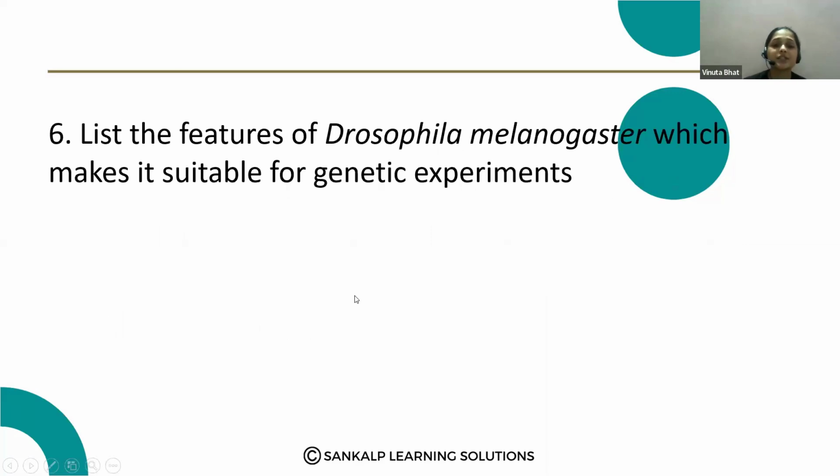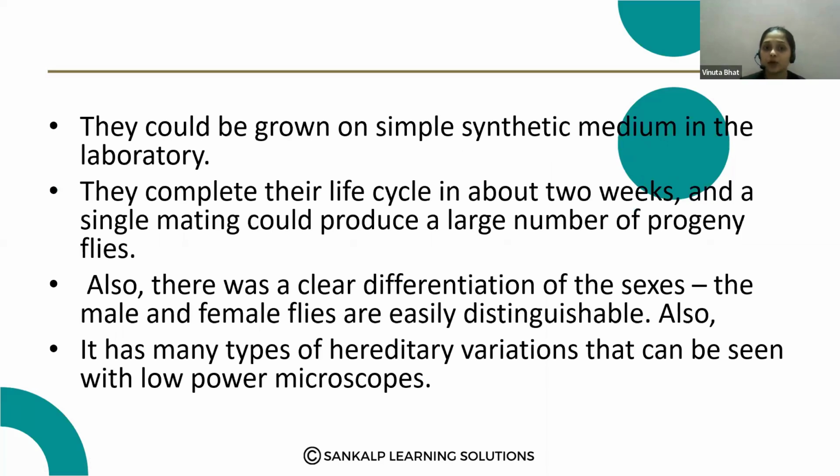Next question. List the features of Drosophila melanogaster which make it suitable for genetic experiments. So this Drosophila melanogaster that is used for genetic experiments, what are its characters? Why is Drosophila melanogaster selected? Because they can be grown on a simple synthetic medium in the laboratory. They complete their life cycle in about 2 weeks. So within a short period of time, they will complete their life cycle.